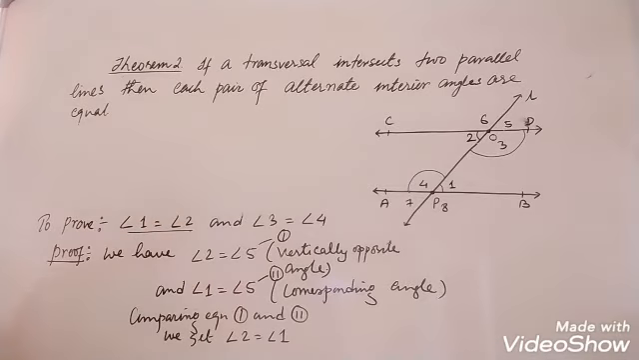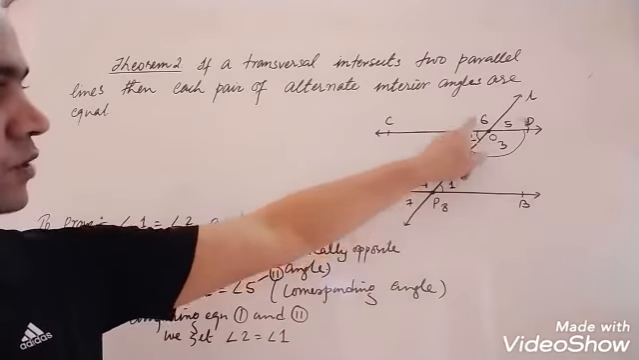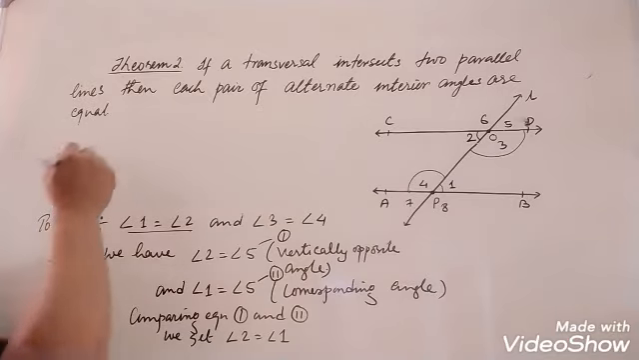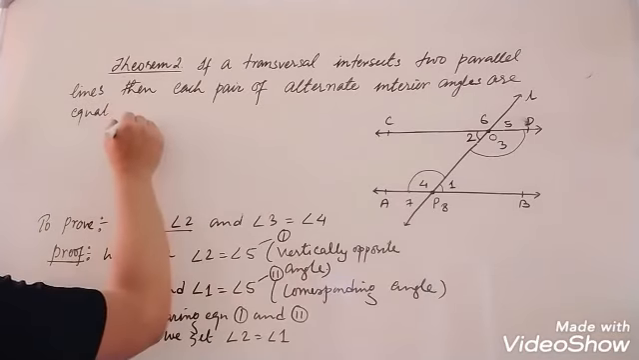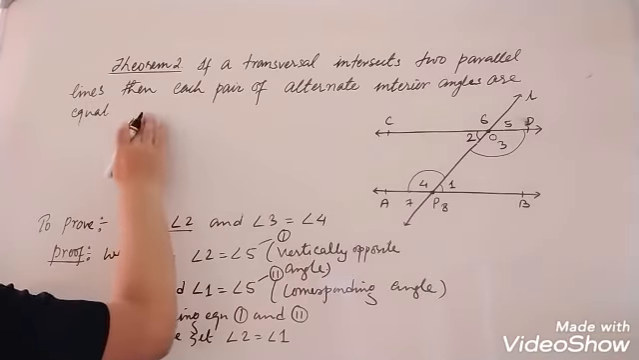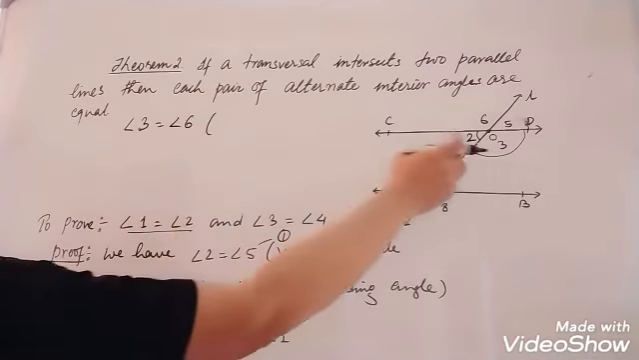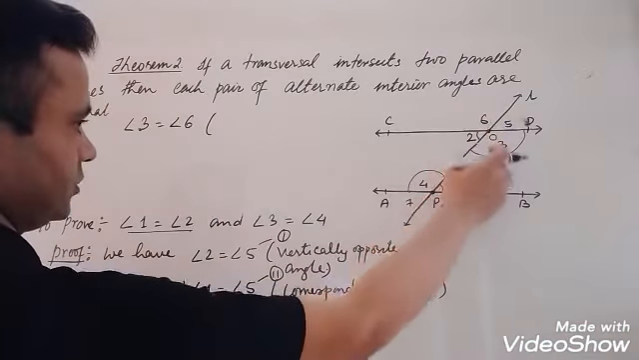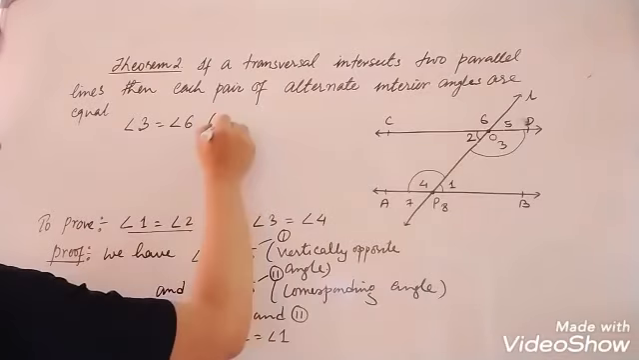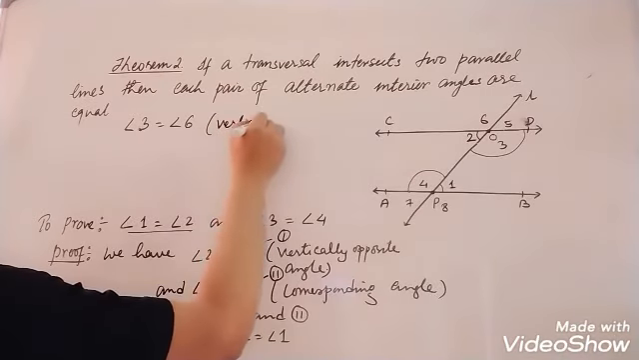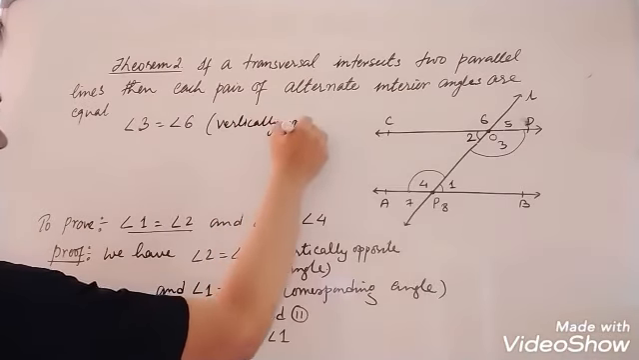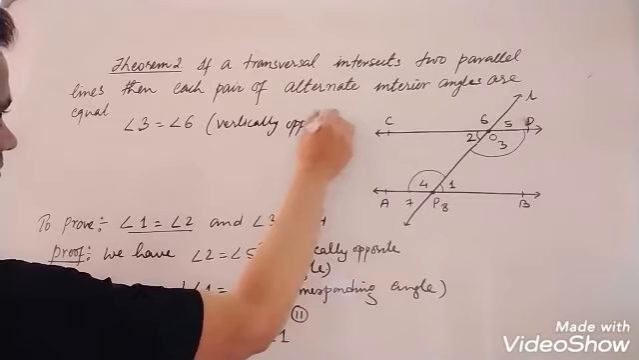Now the next case is angle 3 equals angle 6. The reason is the same: vertically opposite angles. These two are vertically opposite angles.